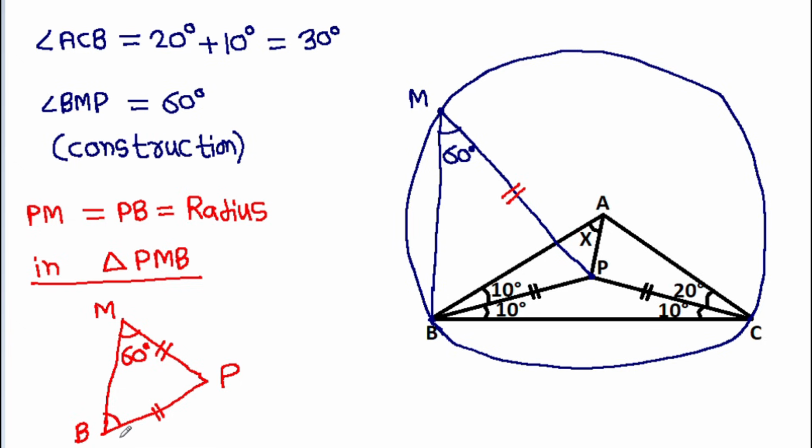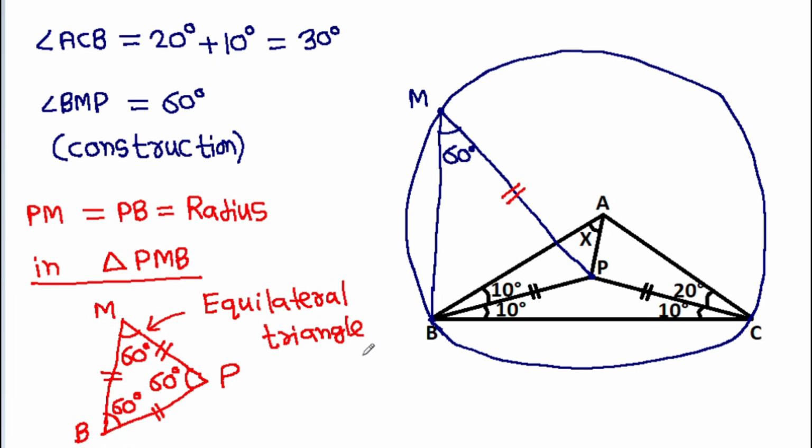That means this angle will also be 60 degrees and hence this angle will also be 60 degrees. So it is an equilateral triangle. This angle is 60 degrees and this angle will be 60 minus 10, that will be 50 degrees.